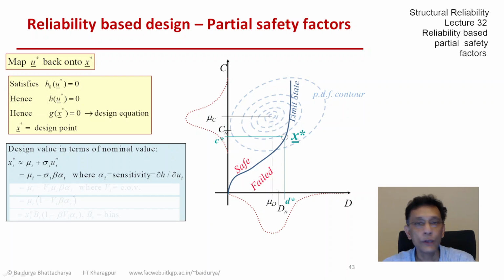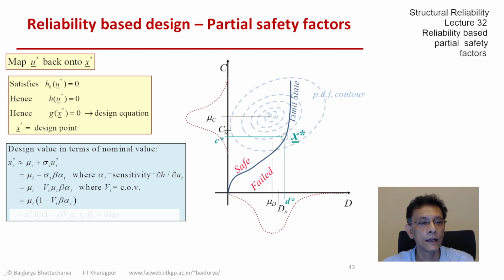So we use the fact that u star is minus beta times alpha for each i. Then we can do some more algebra. We can bring in the coefficient of variation, Vi, instead of sigma, and then we can take the mean common in that expression, and that takes us to mu times 1 minus V beta alpha for each i.